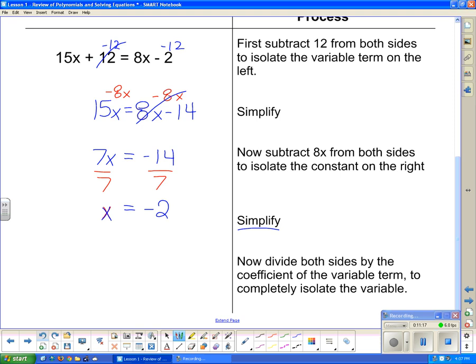Now, I don't need to see all of these steps this year. Last year, you might have needed to see them all. But this divide by 7, the stuff in the red that I put there and right at the very top in the blue, I don't need to see those every single time.